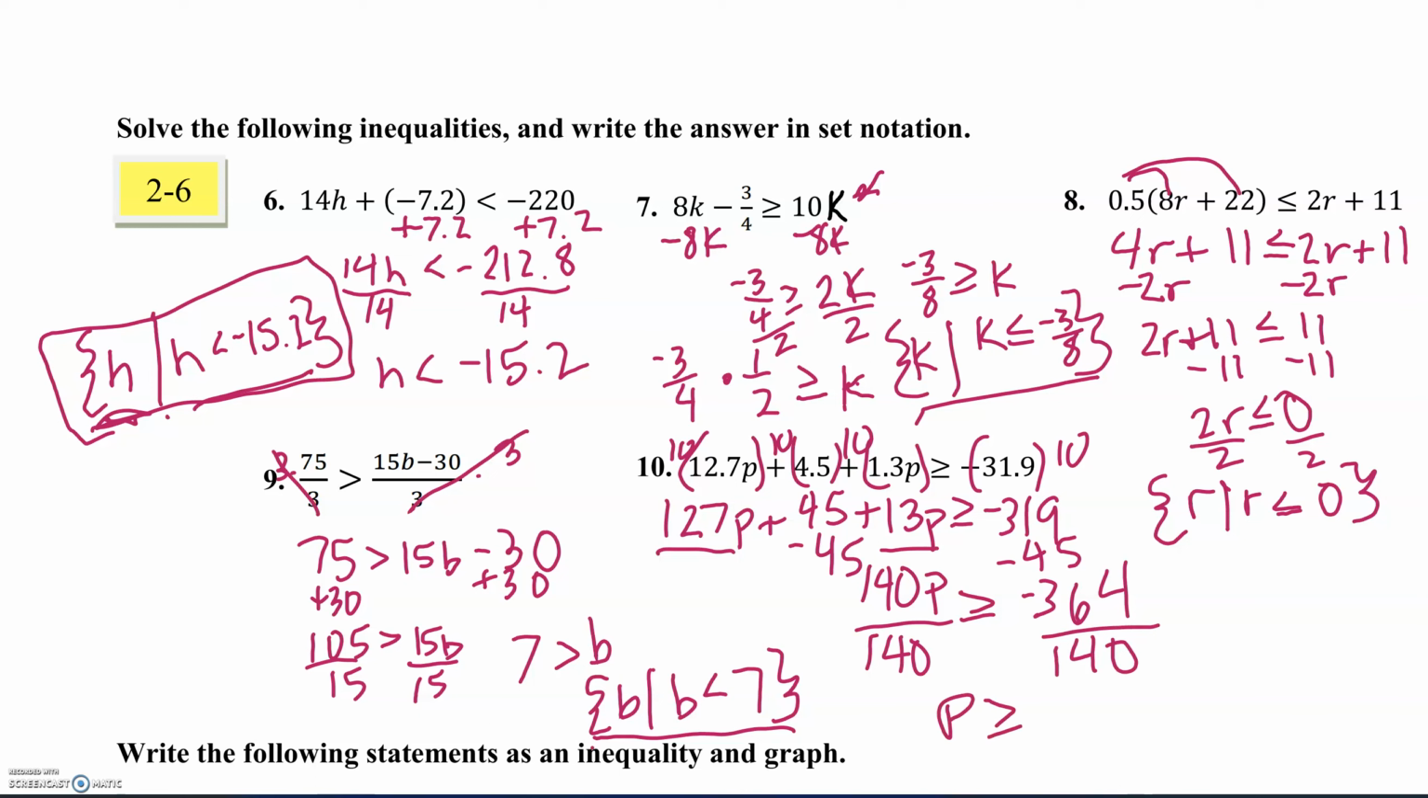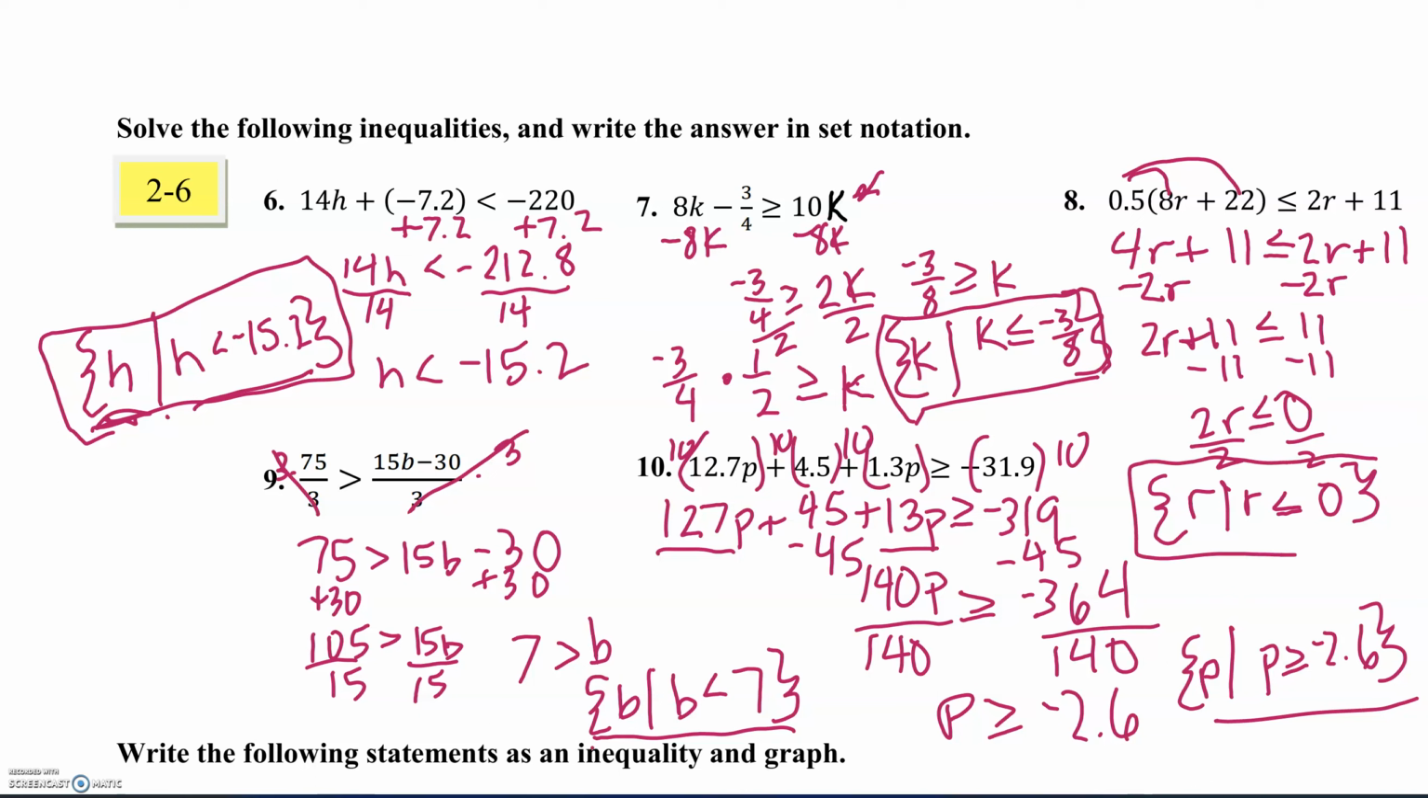That's good. P is greater than or equal to, and again, I just put this in the decimal, but you can simplify that fraction if you want to. The decimal I got was negative 2.6. And let's make that in set notation. P such that P is greater than or equal to negative 2.6. Final answer on that one. So here's our answers for each of these inequalities, written now in set notation.